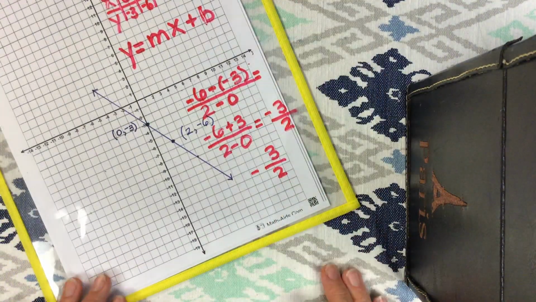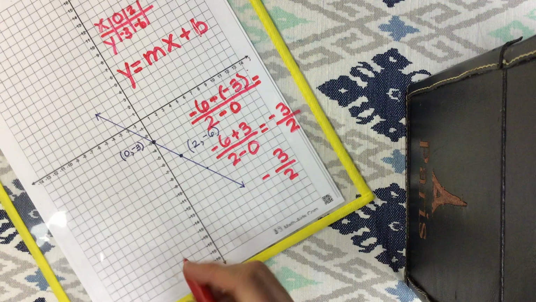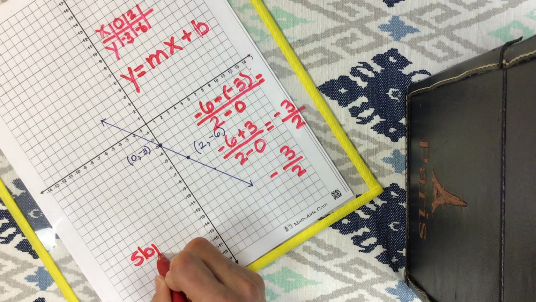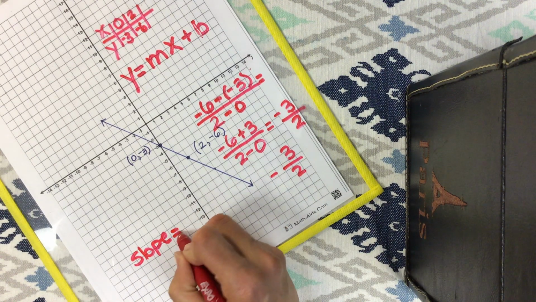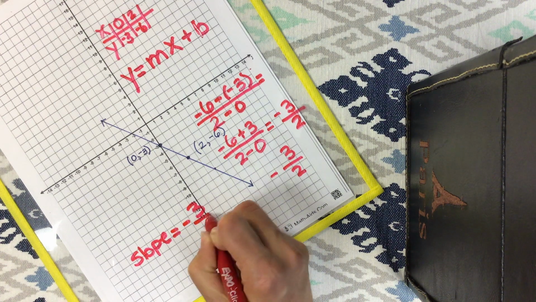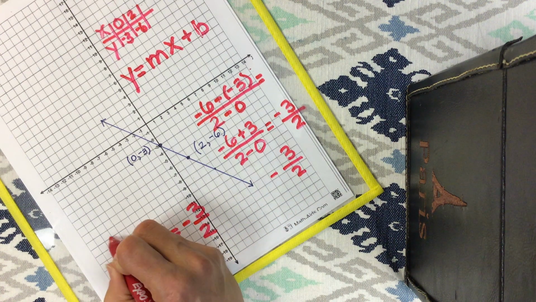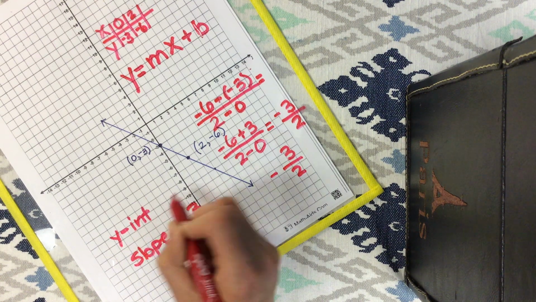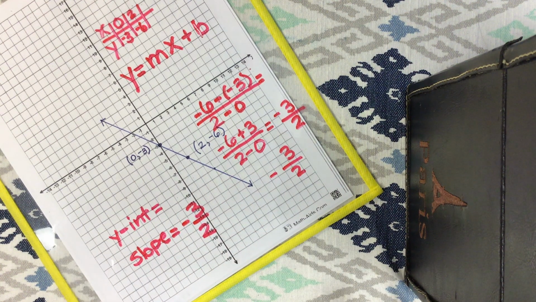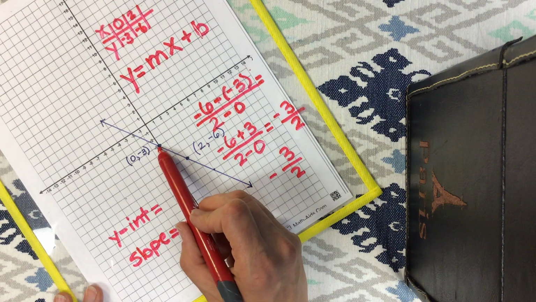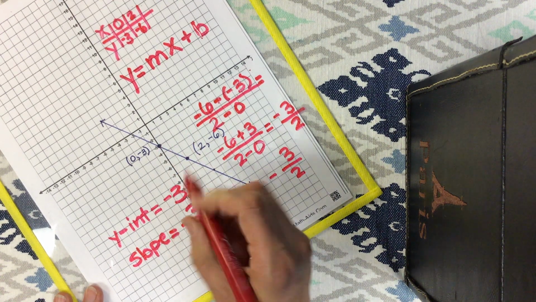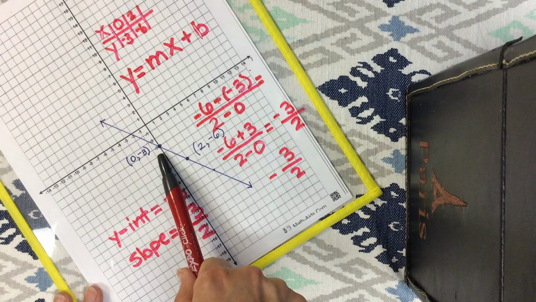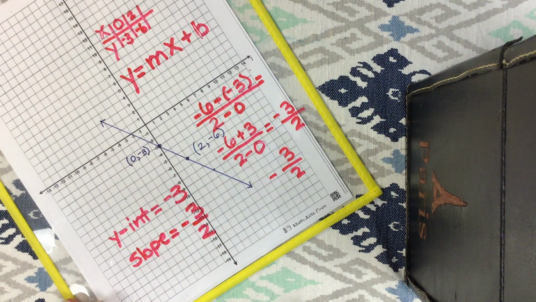So if I want to know the slope of this line, my slope is -3 over 2. My y-intercept, and I'm not going to write that all out with this fat marker, but the y-intercept is -3. We already established that earlier in the table and looking at the line on the graph.